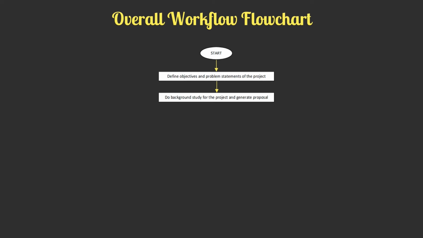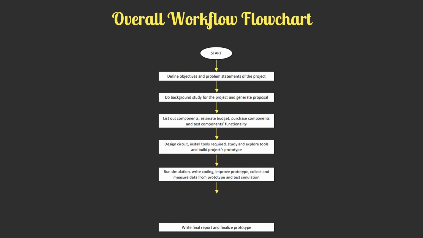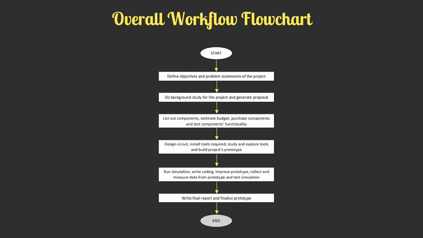Overall workflow flowchart. To start, we first define the objectives and problem statements of the project. Then, we do some breakdown study and generate a proposal from it. Next, we list out the components, estimate the budget, purchase the components, and test their functionality. After that, we design the circuits for the functionality that we decided to put in, install and explore the tools required, and build the prototype of the project. We then write the coding used for the project and run some simulations. We also improve the prototype build, collect and measure data from the prototype, and test the simulation. Lastly, we will write the final report for this project and finalize the prototype.